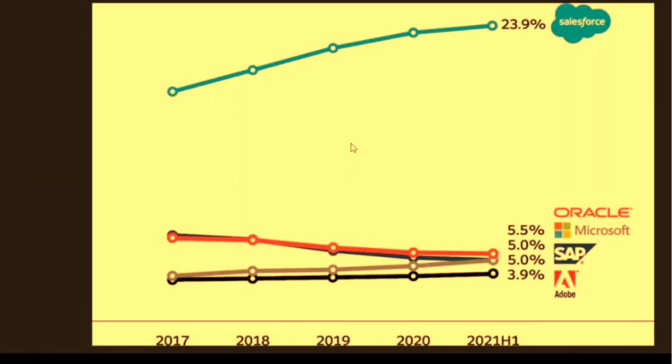We have so many big giants in the IT industry who have been offering CRM applications since almost 30 to 40 years. We have Adobe CRM, SAP CRM, Microsoft CRM, Oracle CRM. When you observe the market share of these CRM applications, Adobe CRM's market share is 3.9%. SAP's market share is 5.0%. Microsoft's market share is 5.0. Oracle's market share is 5.5%, but the Salesforce market share is 23.9%.